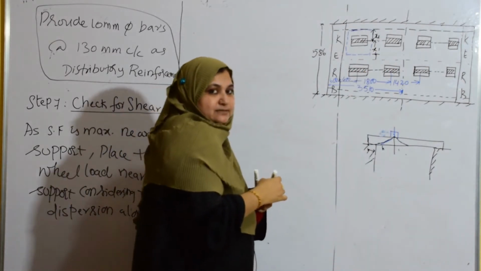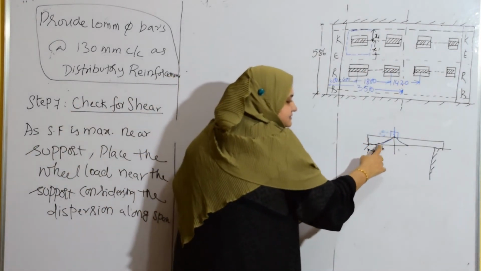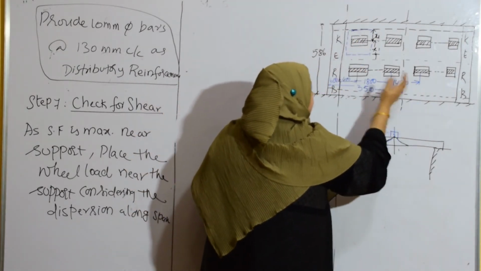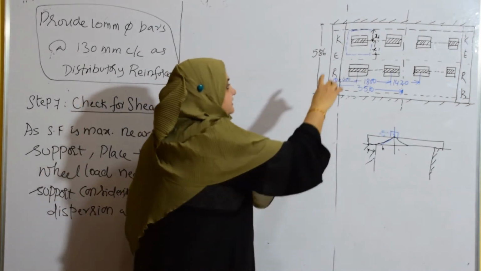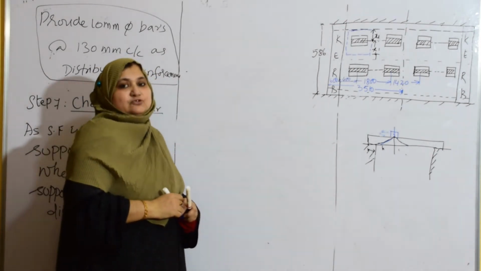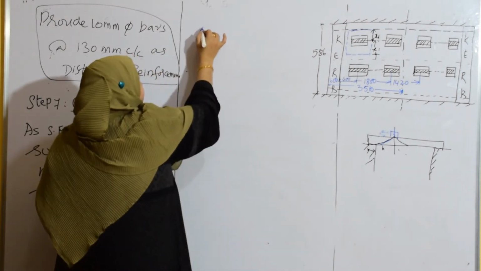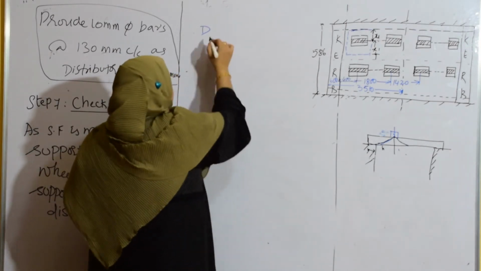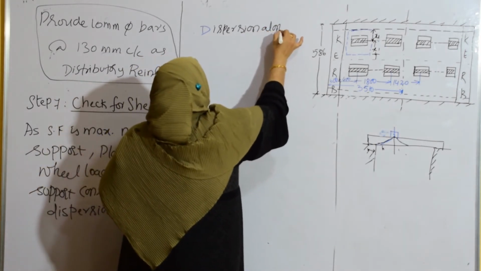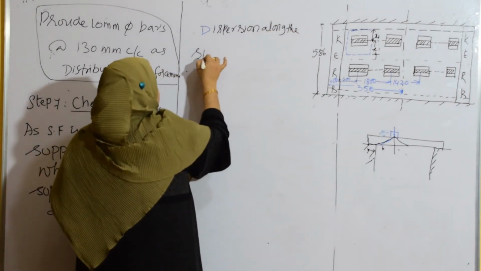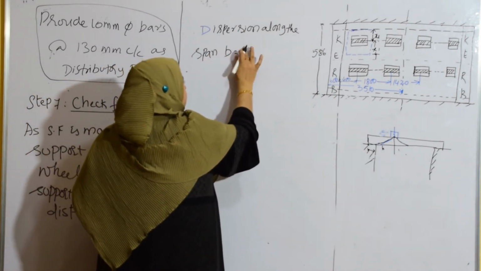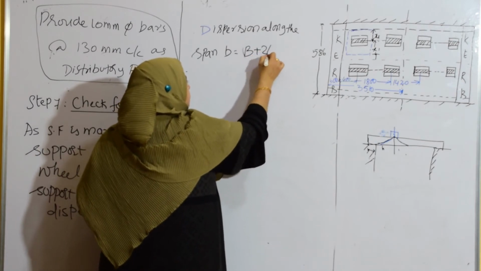Okay, in the plan, in the section, the dispersion is like this. If you see in the plan, the load is getting dispersed in the carriageway direction as well as across the span. This dispersion is as per IRC, which I have already used in the bending moment calculation. Dispersion along the span was represented by B, which was equal to B plus 2 into H plus T.